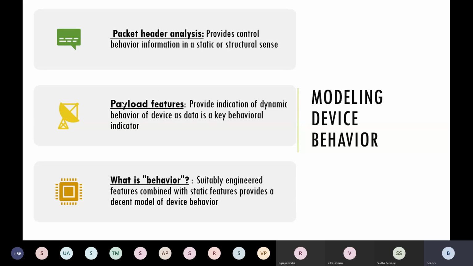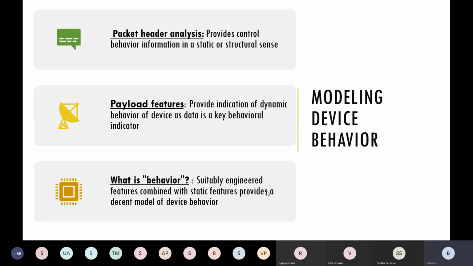The payload is basically the application payload. It gives you an indication of the dynamic behavior of the device, because the data that the device sends out depends on what the device is being asked. It's a natural way the device is responding, like a protocol reply. These two correspond to the features that are of interest to us. One corresponds to static or structural data, the second corresponds to dynamic or behavioral data. So in essence, what is the behavior we are talking about of a device?